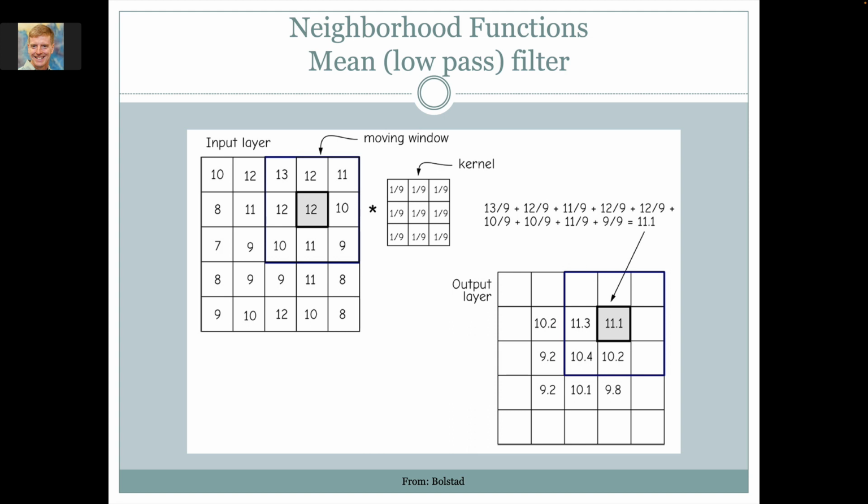So sometimes we would call this a low-pass filter, and we would use a low-pass filter if we wanted to smooth out our data. For example, if we had a digital elevation model that we wanted to make look smoother, we could run a low-pass filter just to smooth out some of the bumps in our elevation data.